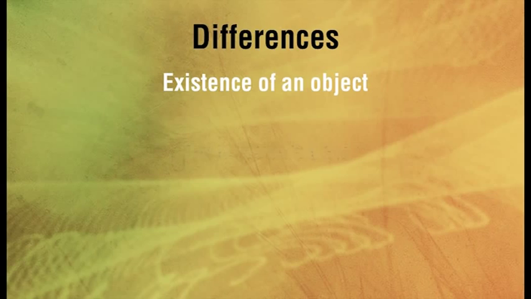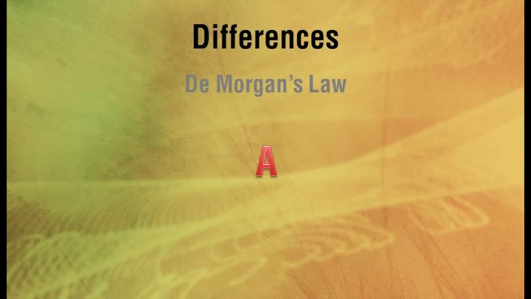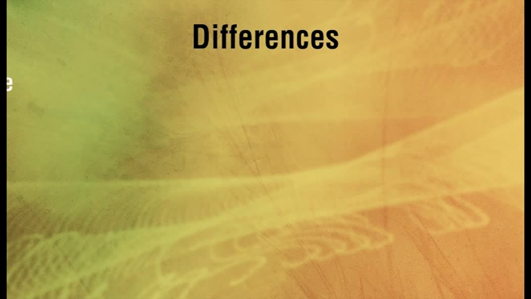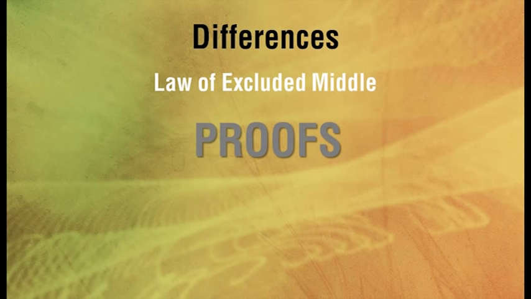Let's take, for example, De Morgan's laws. If A is some mathematical statement that an intuitionist has not yet proved or disproved, then that intuitionist will not assert the truth of A or not A. However, the intuitionist will accept that A and not A cannot both be true. Thus, the connectives and/or of intuitionist logic do not satisfy De Morgan's laws as they do in classical logic. This difference also leads to the rejection of the principle of excluded middle. As a result, many of the proofs in classical mathematics that utilize these axioms are invalid in intuitionist logic.